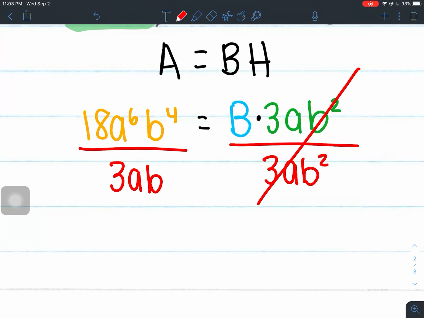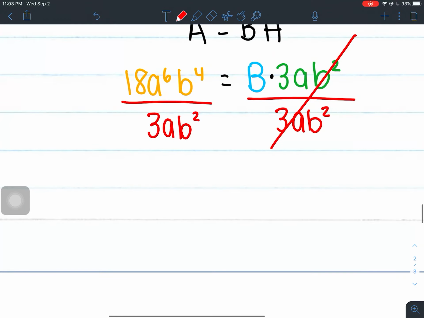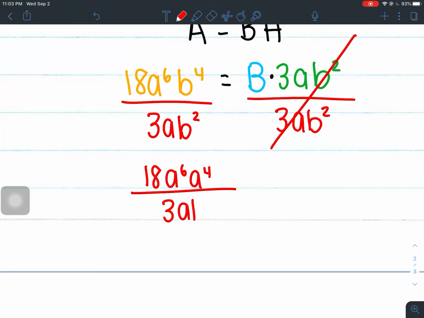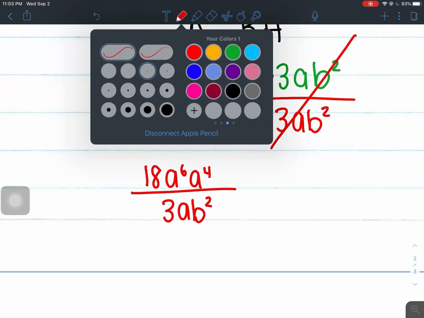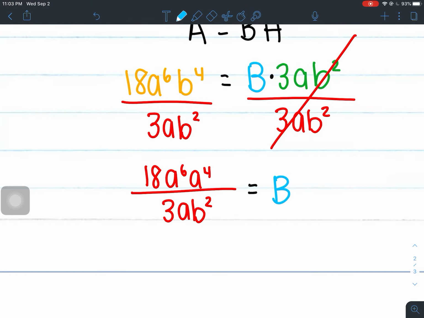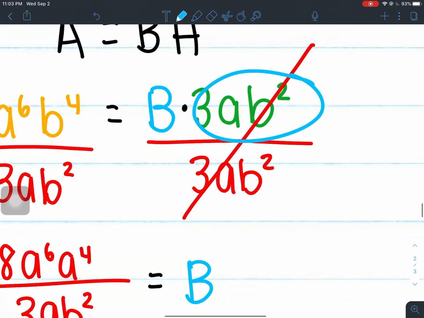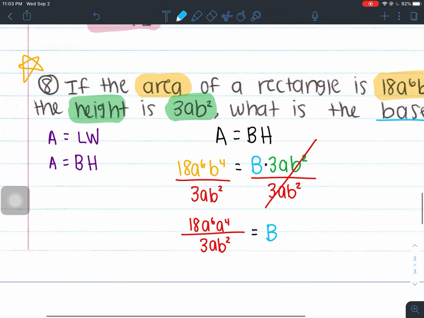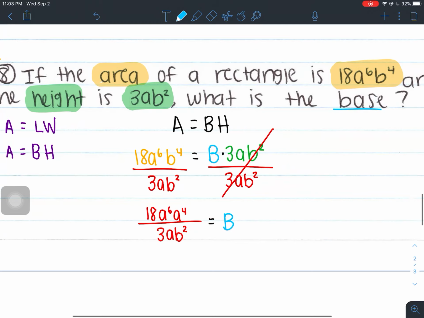So this side's going to be 3ab squared. So what do we have? We have 18a to the 6th, b to the 4th, divided by 3ab squared equals our b. That's all that's left on that side. So what did we do? We wanted to get rid of this because it's being multiplied to the big B. So in order to do that, we have to do the opposite and divide it out. So you have a little bit of mixture of solving equations here.